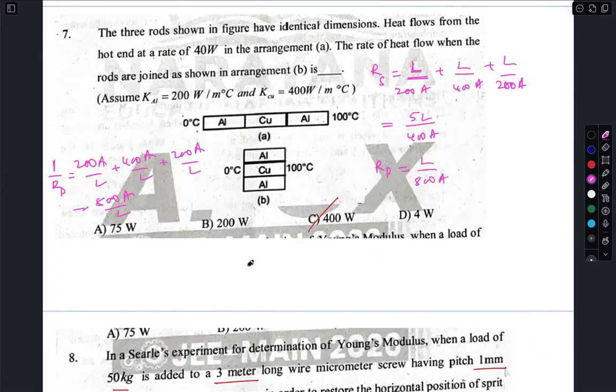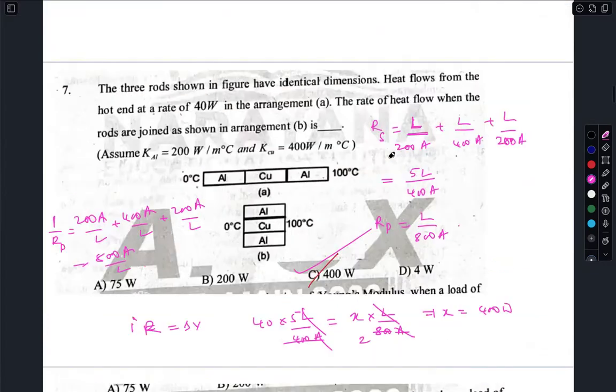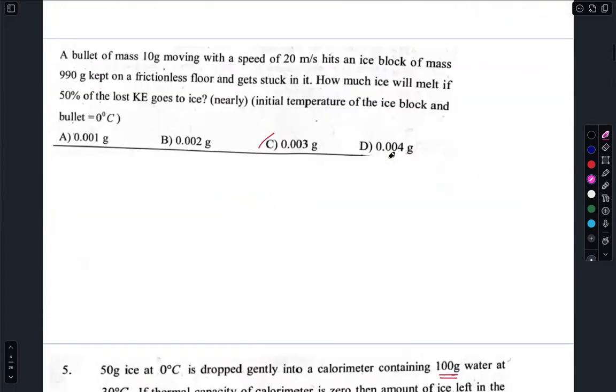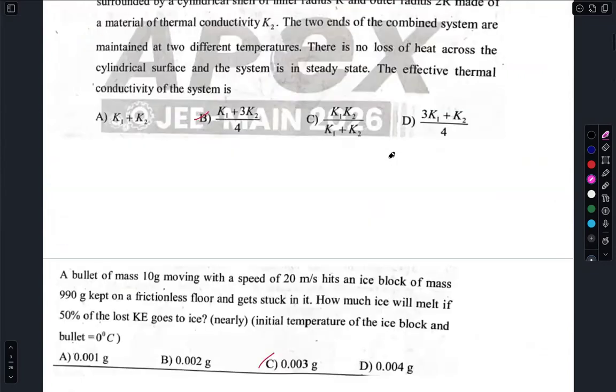Okay, bhaiya. Right. So current into resistance is potential difference. That's same. So therefore, 40 times 5L by 400A is equal to X times L by 800A. L and A cancel. This will become 2 times. So X is 10 times 40, 400 watt. Super, I got it. Done. 1 minute. 2 questions are left.